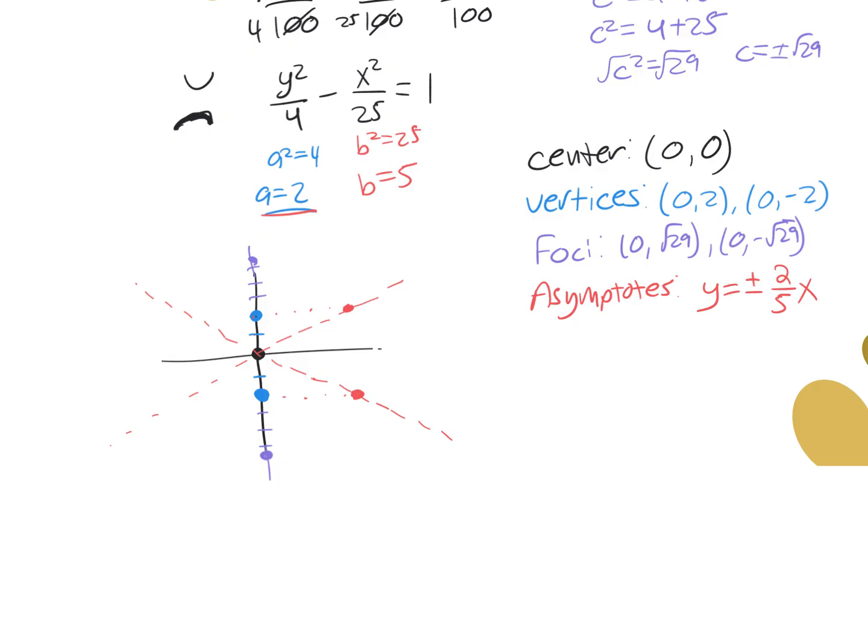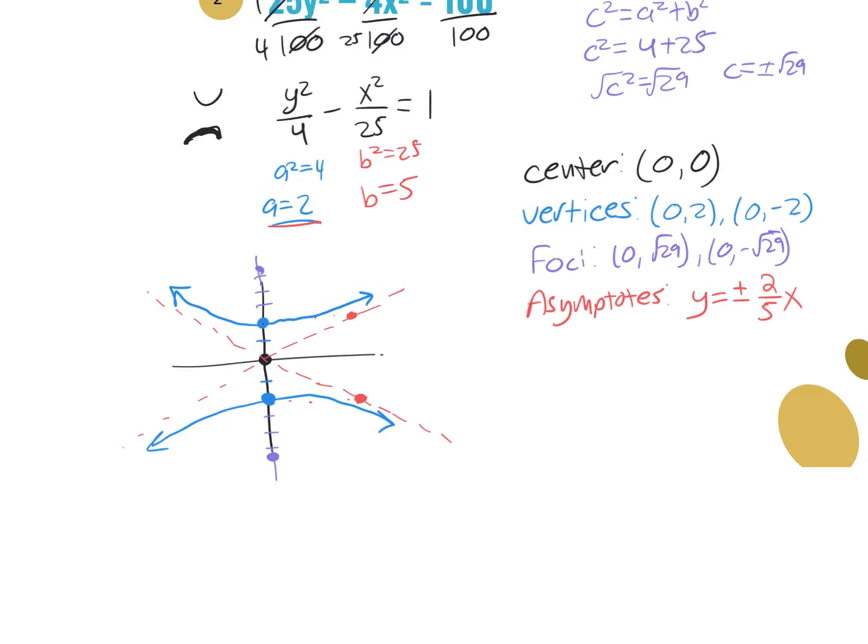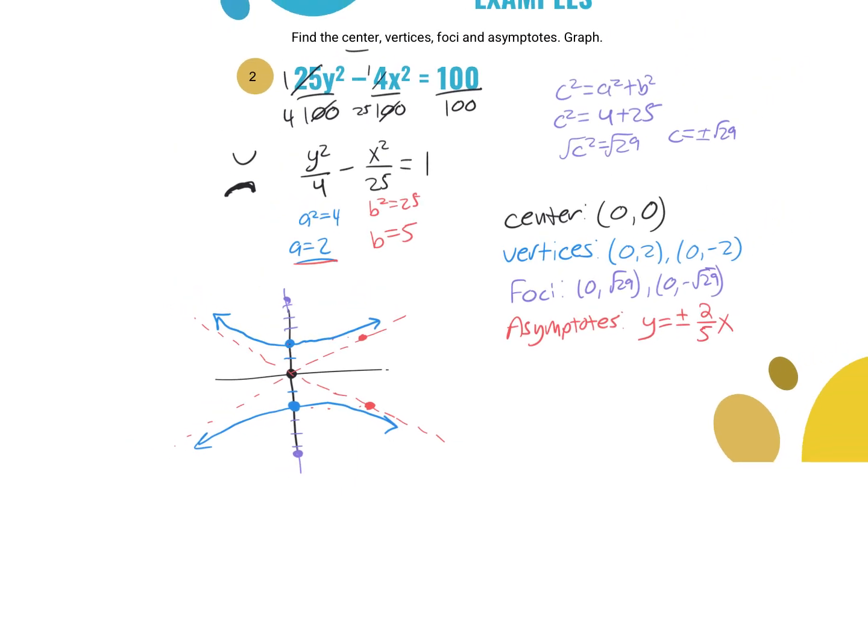All right. And then that's enough information to sketch your hyperbola. So it's going to be something like that. Making sure to get close to the asymptotes but never quite touching them. But yeah, that's every part of our graph.